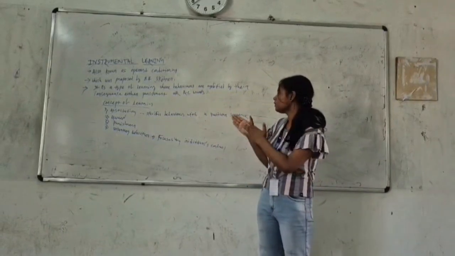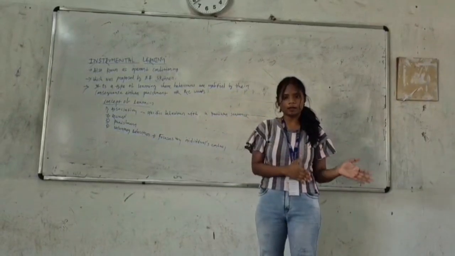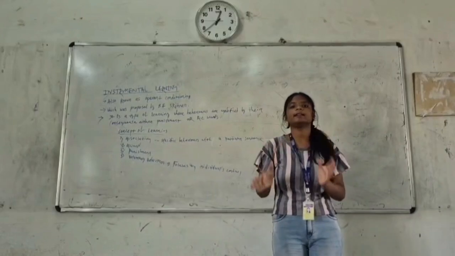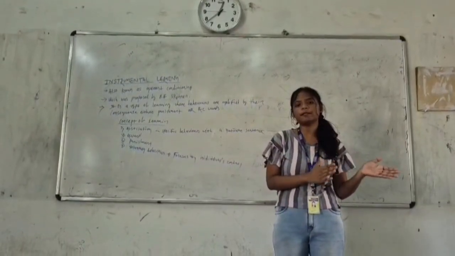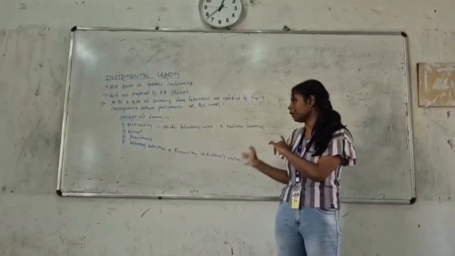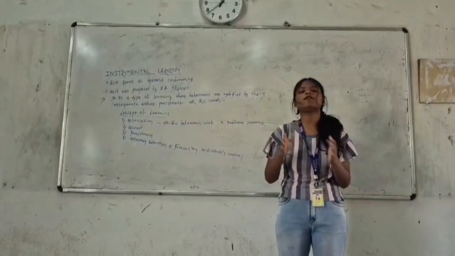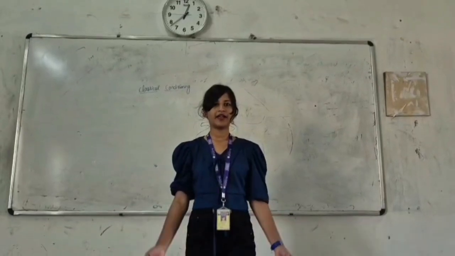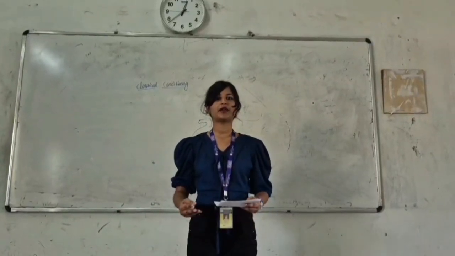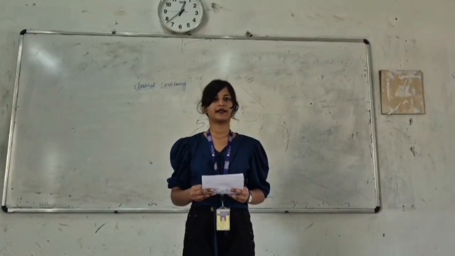Association means a specific behavior with a particular sequence. Reward refers to increasing behavior. Punishment refers to decreasing behavior. Voluntary behavior focuses on the individual's control. Here, today I am going to present my topic, and my topic is classical conditioning theory.